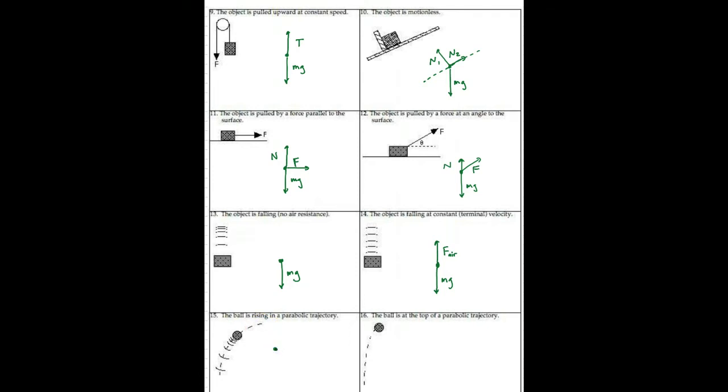Ball rising in a parabolic trajectory. Okay, if you're not told that air resistance is important, then it's not, in general. So let's look at what it's interacting with. It's interacting with the earth, and that's it.